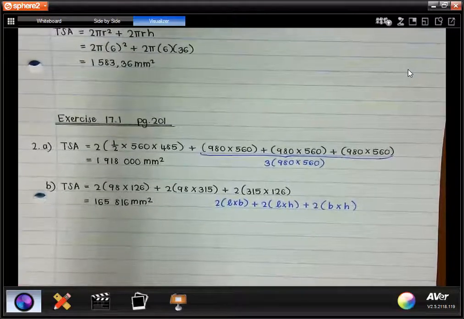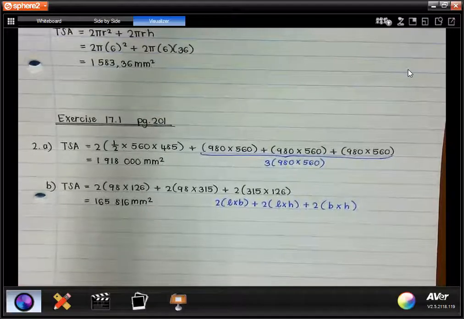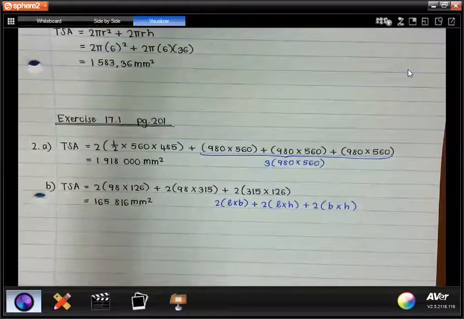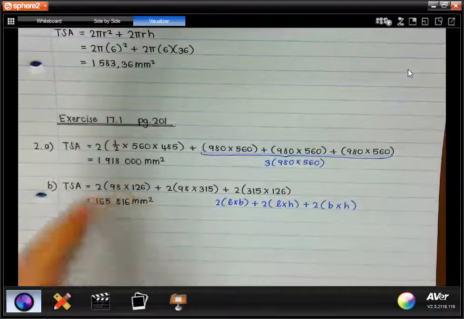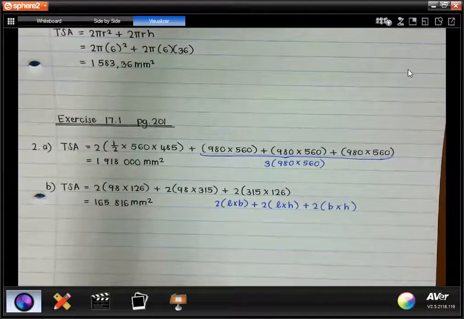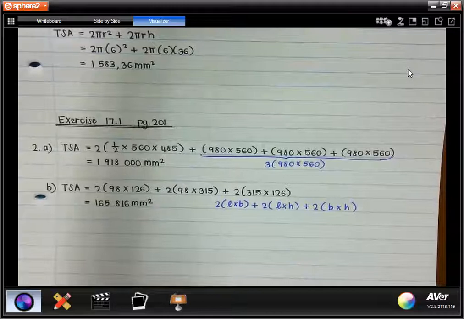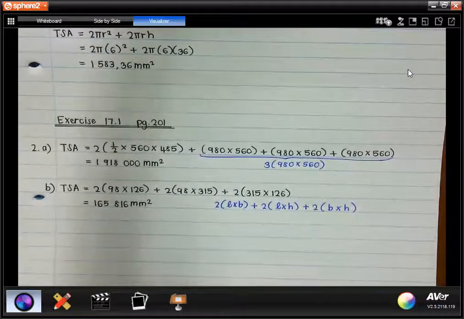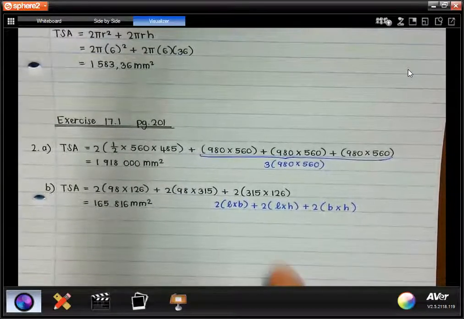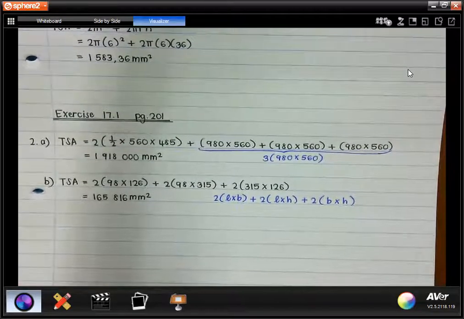Or what you could just do is you could think, okay, what shape do I have at the front and the back? It's 2 that are identical, so I'm going to find the area of each of them and multiply it by 2. Then at the top and the bottom, those ones are also identical. So 2 times top and bottom area. And then the 2 on the sides are also identical. Right, so it's up to you whether you just want to think of the faces of the shape or if you actually want to use the formula.